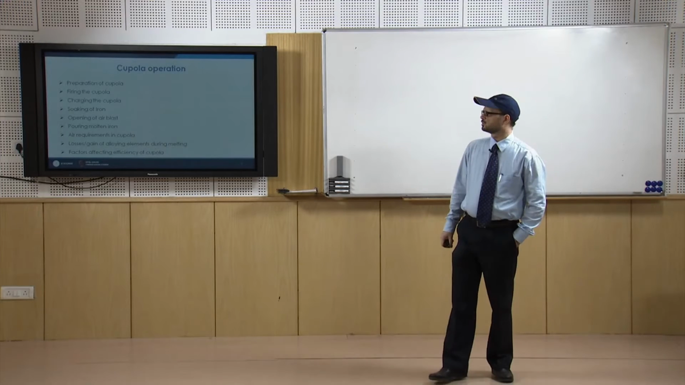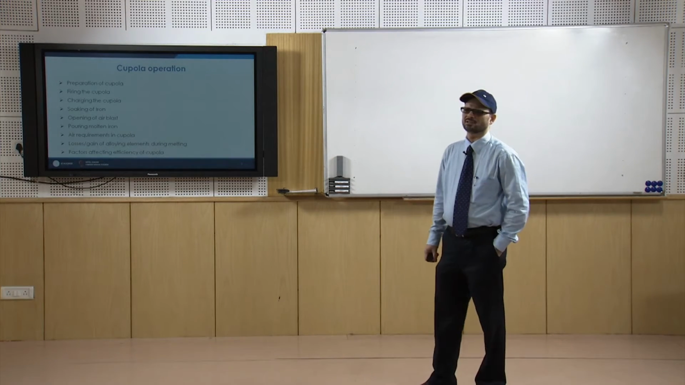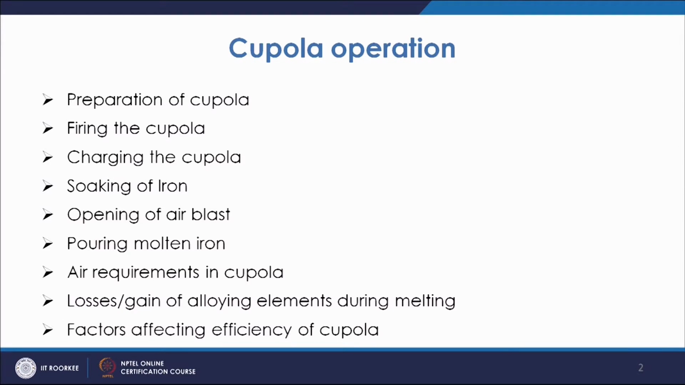So, let us come to the cupola operation. We studied in the previous class that the cupola is normally used for melting iron, mostly cast iron. Nowadays it is normally replaced with the arc or induction furnaces, but it is still used for medium or small scale foundries, because it is a cheap operation based process.